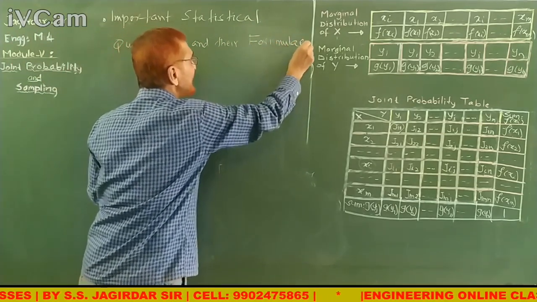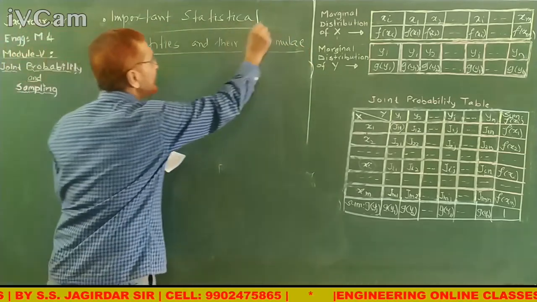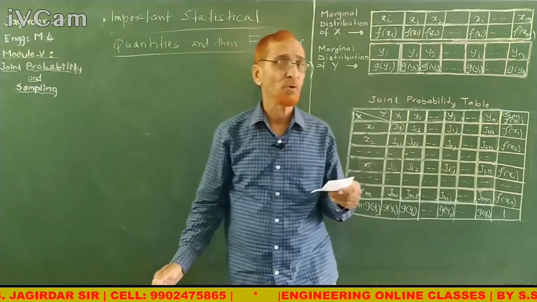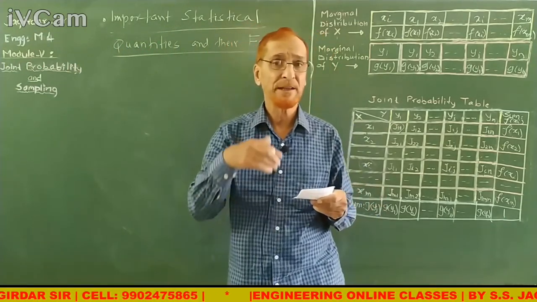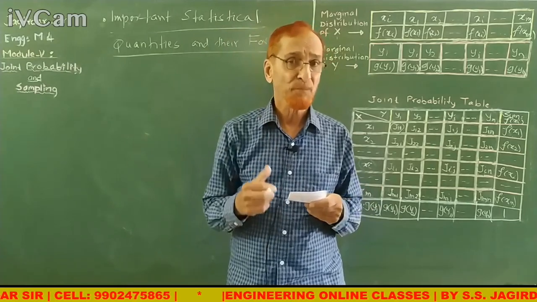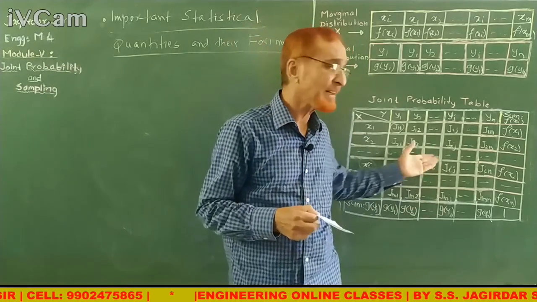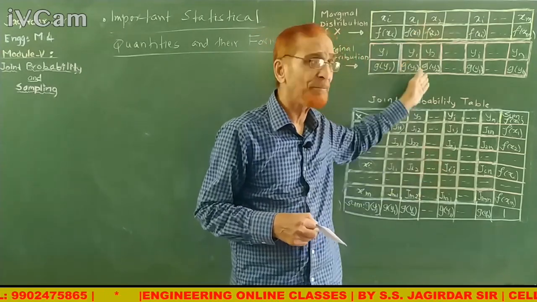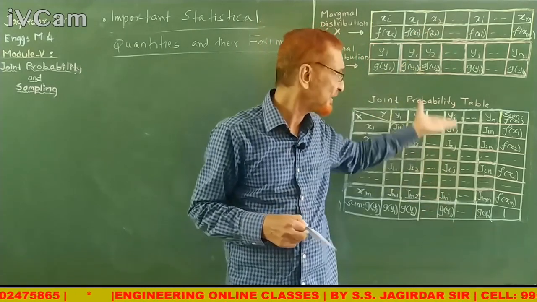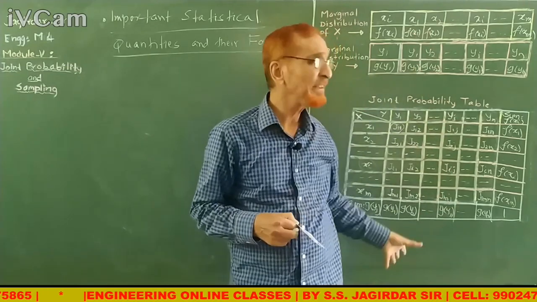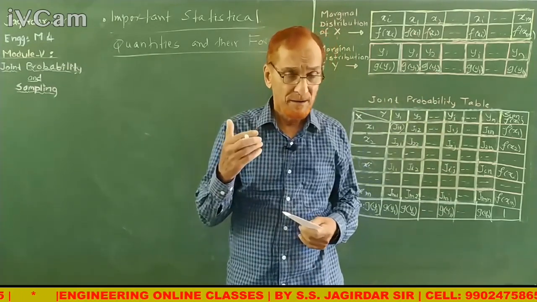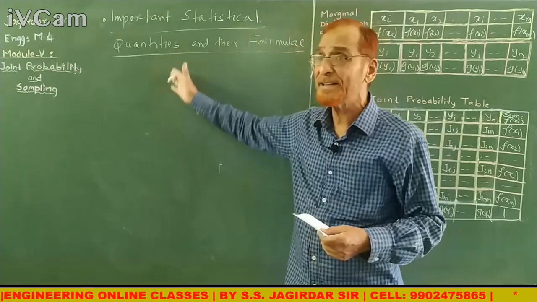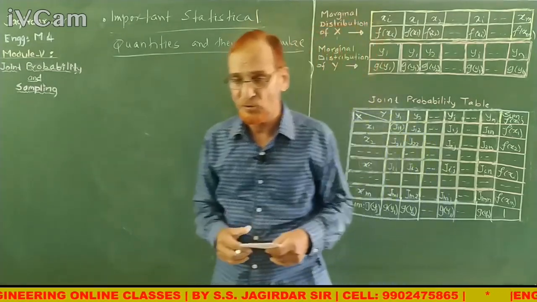So this is what we are going to discuss next. There are so many quantities which we are interested to know or find out about the joint probability process. If this table is given, these two tables can be prepared by the definition we have just seen. If we have all these three tables, then how to go about calculating these quantities is what I am going to discuss one by one.